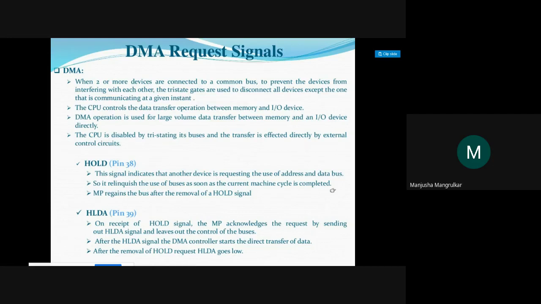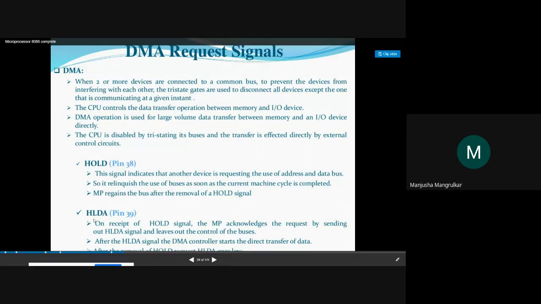Now I have released my data bus and address bus to you. Now you can utilize the data bus and address bus to transfer the data from memory to input output devices. So HOLD acknowledgement is also used for that. The microprocessor releases the bus after the HOLD signal is removed. On receipt of the HOLD signal, the microprocessor acknowledges the request by sending the HOLD acknowledgement signal and leaves out the control buses, right?